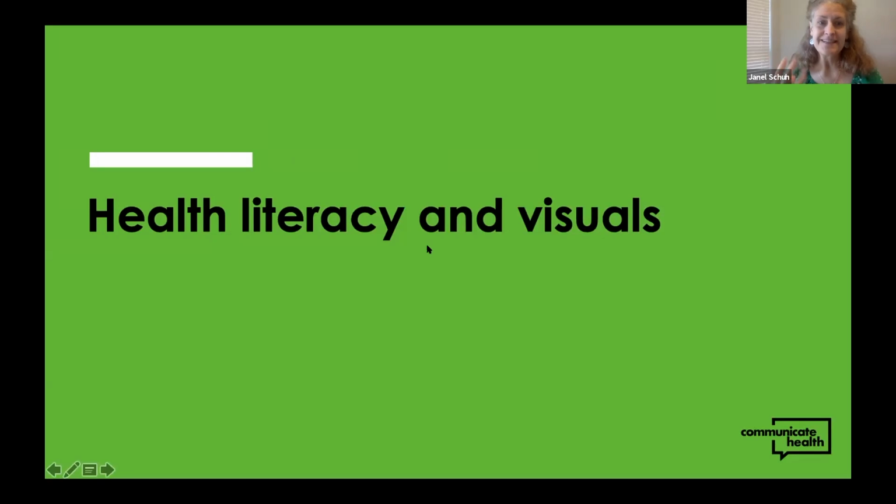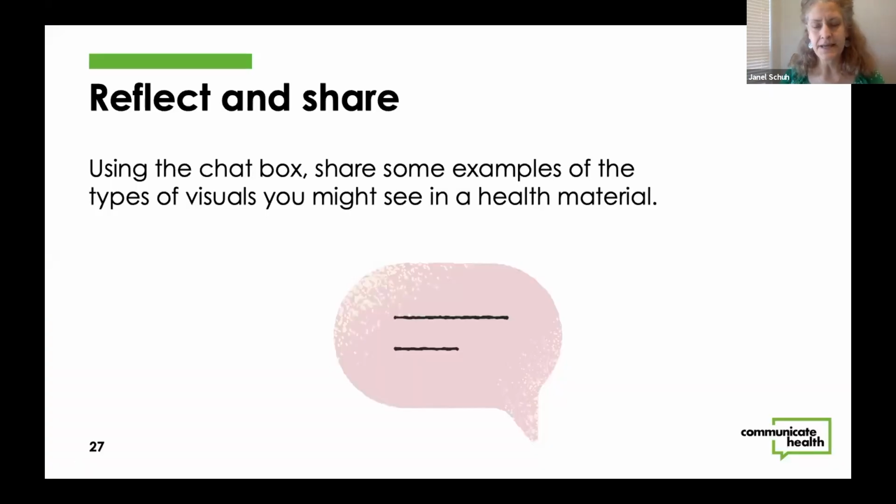Visuals are actually intended to be a way to help address some of the struggles that people with limited health literacy encounter. So first of all, I would like to go ahead and just give you a minute or two to share out, using the chat box here in Zoom, just some of the examples of different visuals that you might see in the health material. It could be you talking about different types of visuals, or links to some visuals if you know of any that you really like or that are really good case studies of what not to do.